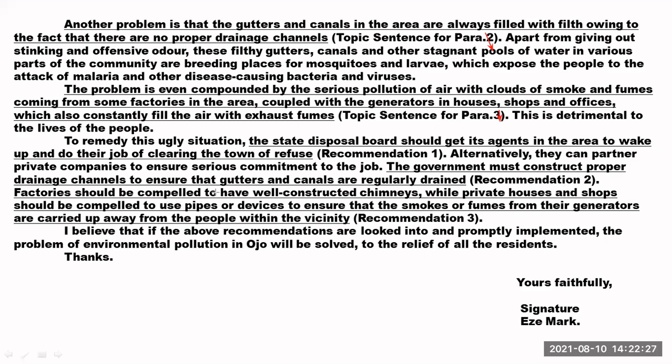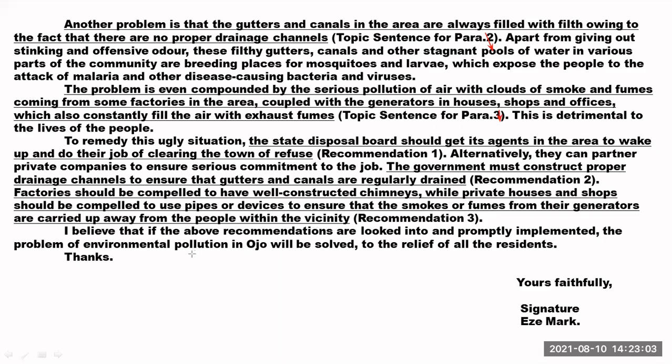Then the third recommendation is the solution to our third problem that we raised already and discussed in previous paragraphs. And here we say factories should be compelled to have well-constructed chimneys, while private houses and shops should be compelled to use pipes or devices to ensure that the smoke or fumes from their generators are carried up away from the people within the vicinity. You see, you have provided a solution.